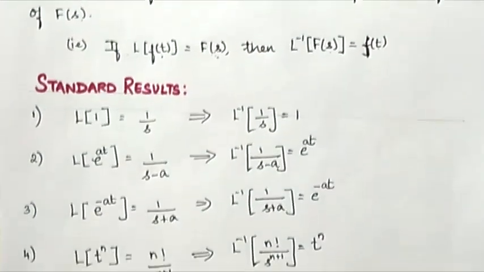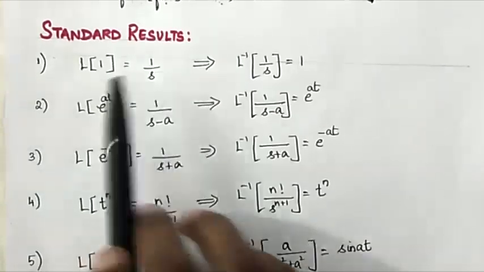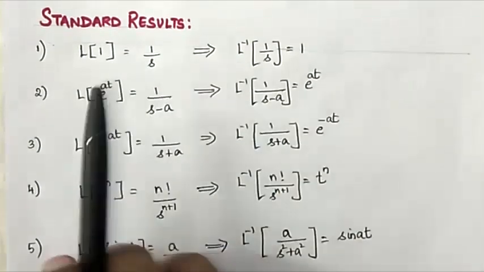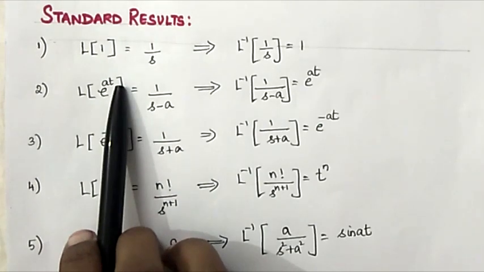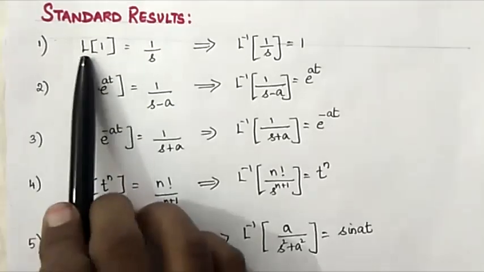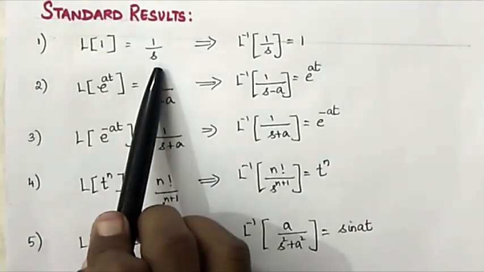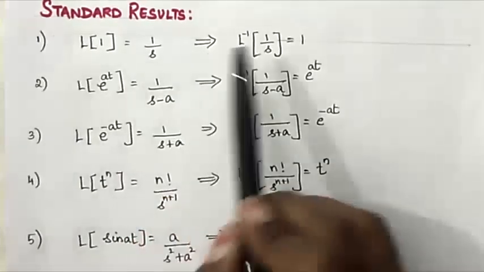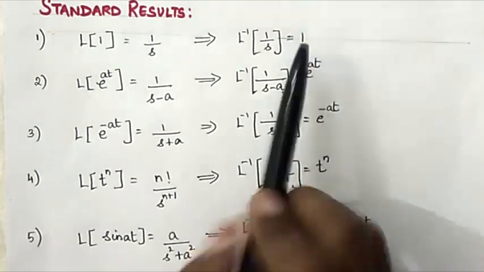Let us look into the standard results. I will write the results for Laplace as well as inverse Laplace. If one remembers the formulas for Laplace transform, it is very easy to remember them for inverse Laplace too. So, the Laplace transform of the constant 1 is 1/s. So, we can write L⁻¹{1/s} = 1.